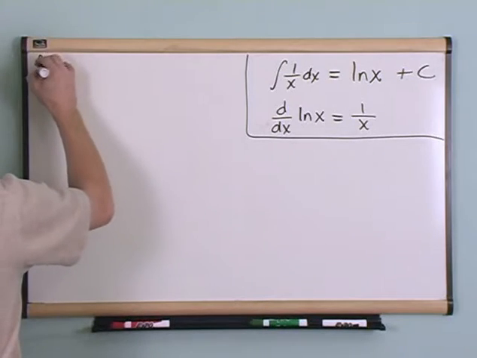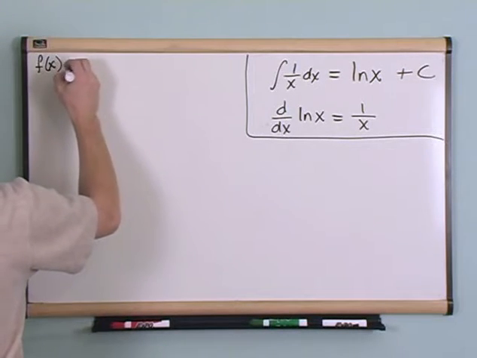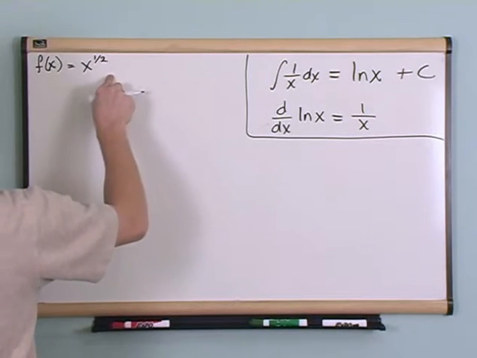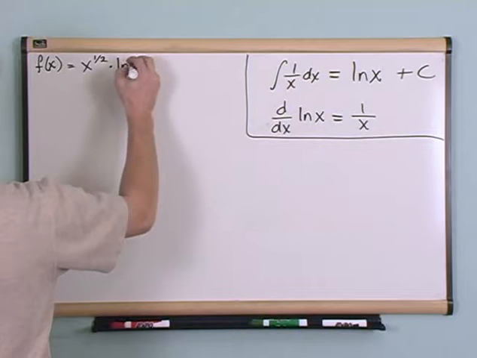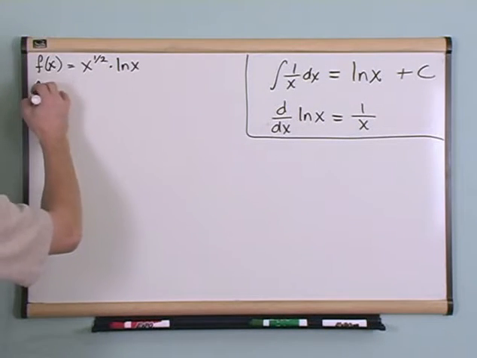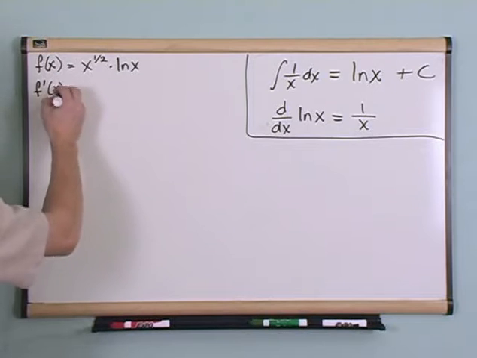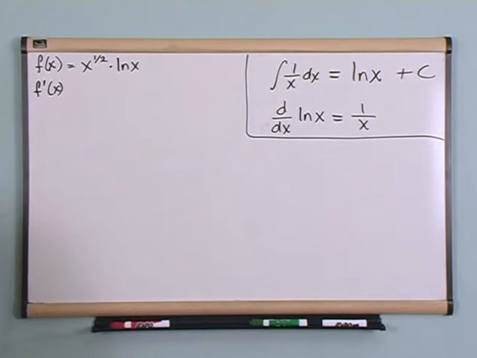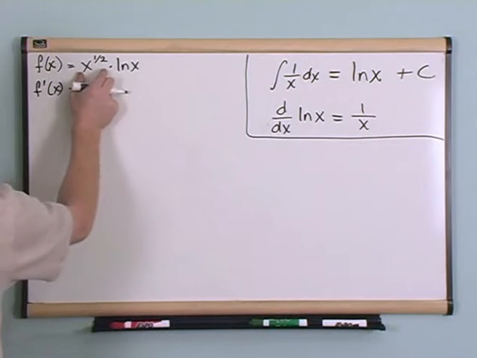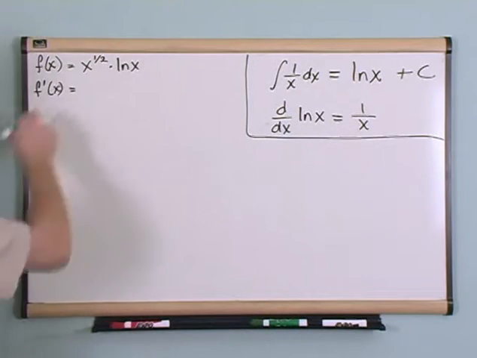What if you were given f of x is equal to x to the 1/2 power, in other words, the square root of x, times the natural logarithm of x, and this is your function? And they say, give me the derivative, f prime of x, and you're going to have to find that derivative. Well, the first thing you should notice is that you have a function of x times a function of x, so you're going to have to use that multiplication rule.